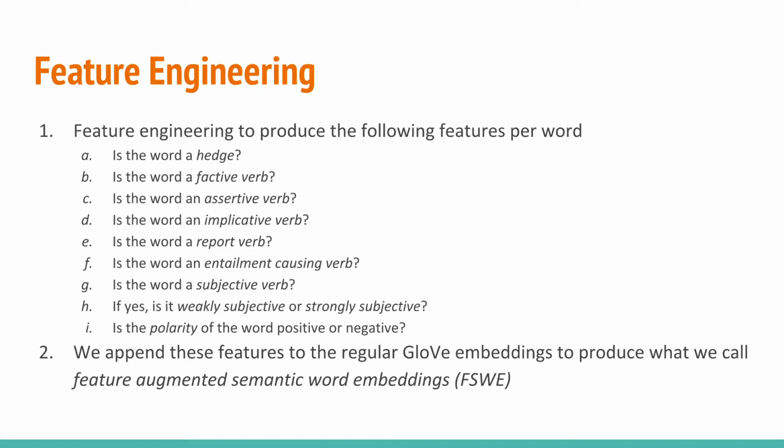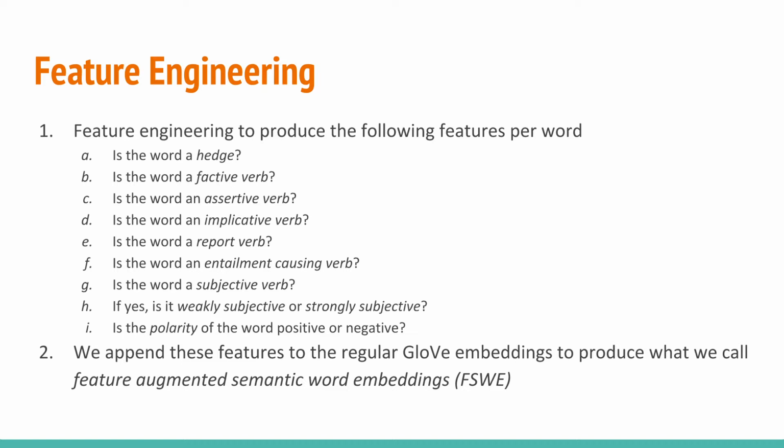The features we have tried are listed here: hedges, factive verbs, assertive verbs, implicative verbs, report verbs, entailments, subjective verbs, and whether the subjectivity is weak or strong. Lastly, we also take into account polarity, since positivity and negativity in our words will also indicate what the sentiment is. As you can see, these features are partly influenced from research into linguistic bias.